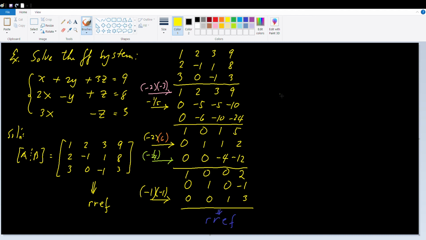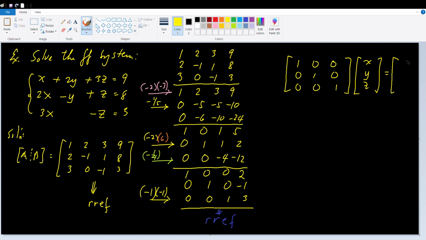So we shall rewrite our system. 1, 0, 0, 0, 1, 0, 0, 0, 1, multiplied to the unknowns X, Y, and Z must equal the last column, 2, negative 1, and 3. So, first row is multiplied to X, Y, Z. 1 times X, 0 times Y, 0 times Z is of course just X. And that is equal to 2.